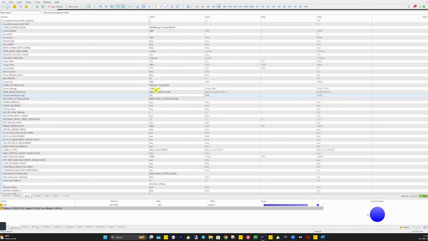So if it's 100 points, that means it's 10 pips. So if it's 100 pips, it's 100 pips. That depends on your broker. So let's go back, because we are going to do this with gold also. This depends on your broker. So now that is where you set your automatic stop loss.